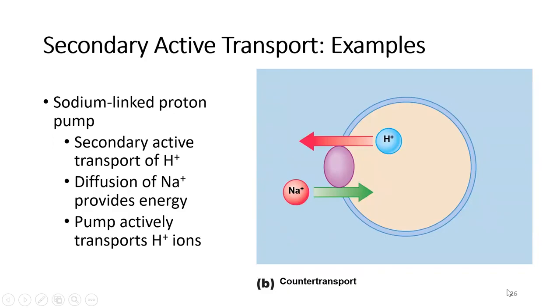Another example here is the sodium-linked proton pump. This one is sometimes called counter-transport simply because the particles are moving in opposite directions, but the same principle applies. We're moving sodium according to its concentration gradient. That liberates energy, reflected by the green arrow here, and that energy can be used by this pump to move hydrogen ions against their concentration gradient, which is indicated by the red arrow here. Again, this is referred to as counter-transport because the particles are moving in the opposite direction.